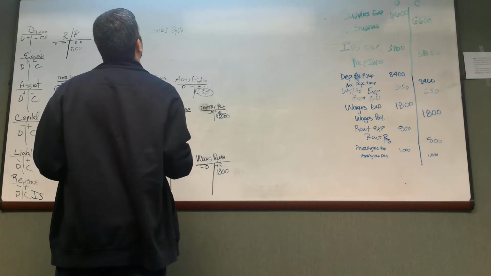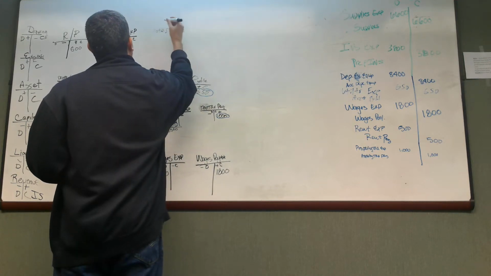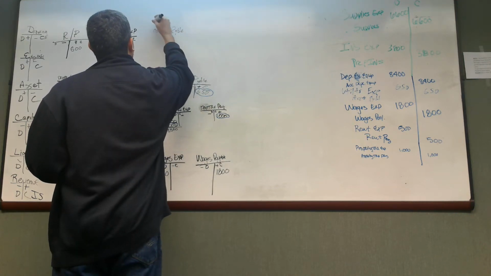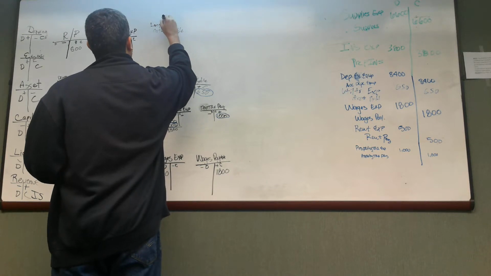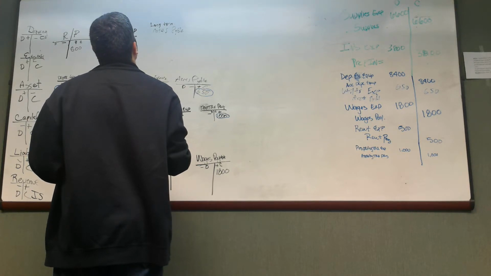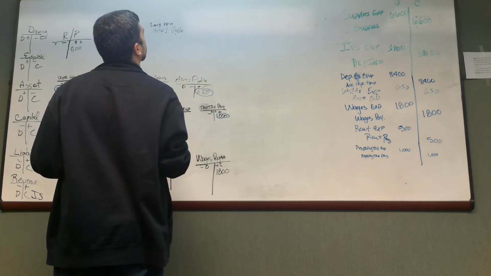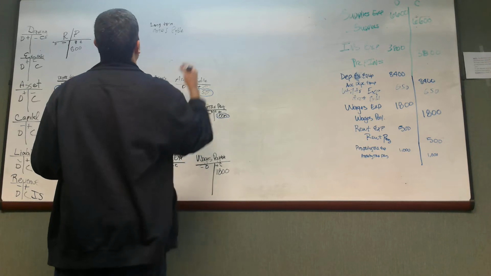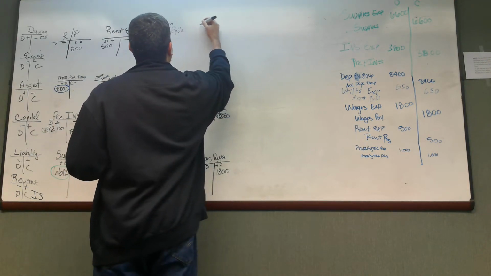Although I don't see notes payable. Okay, it says LT, and so long-term notes payable. So I do see it. Yep. All right, so that's one T-table, and what's the other T-table? Something interest. Yep, interest. So interest expense is going to be the other T-table.